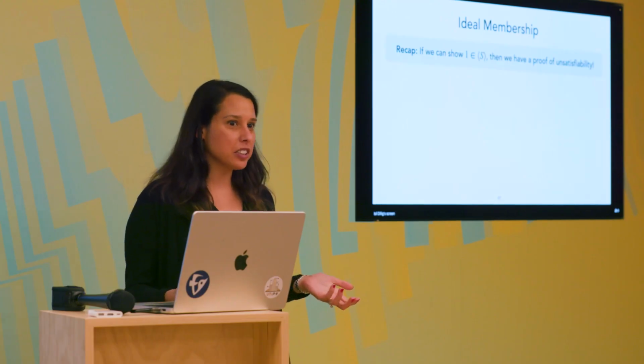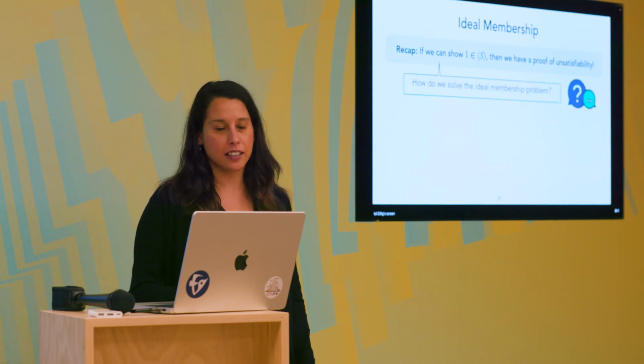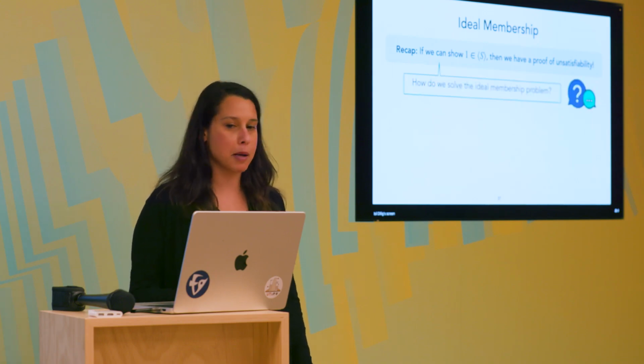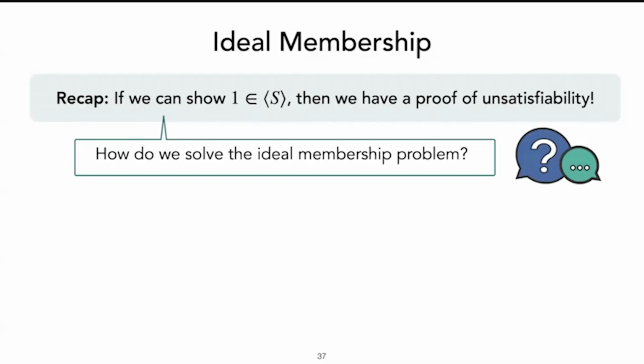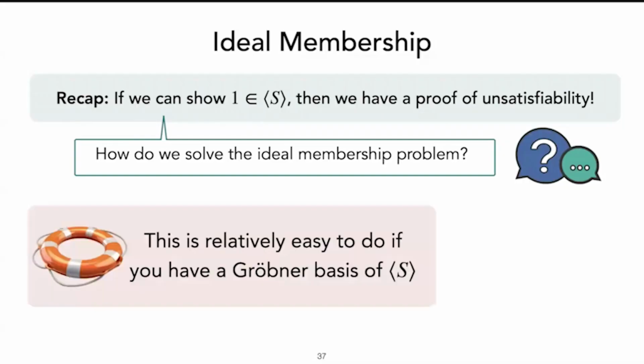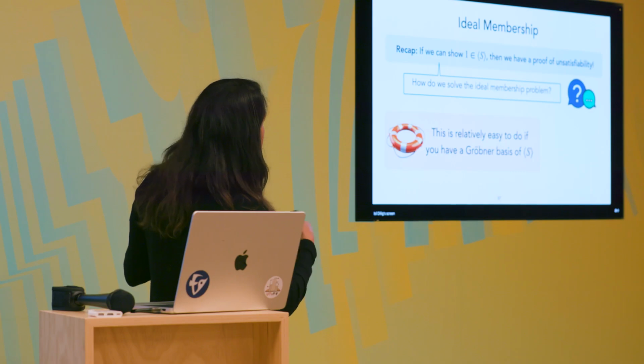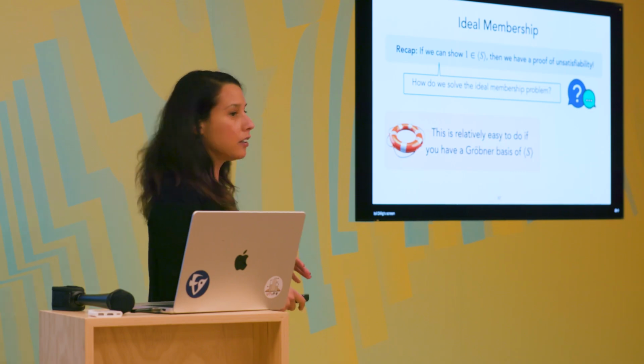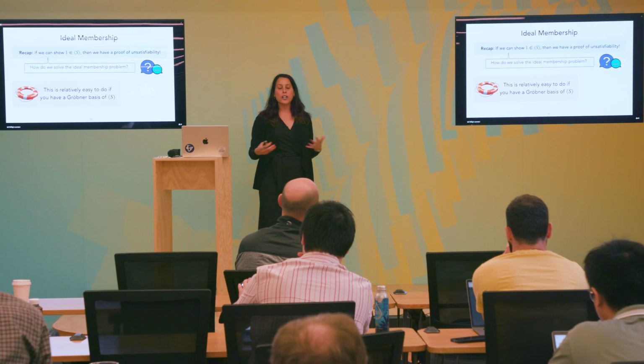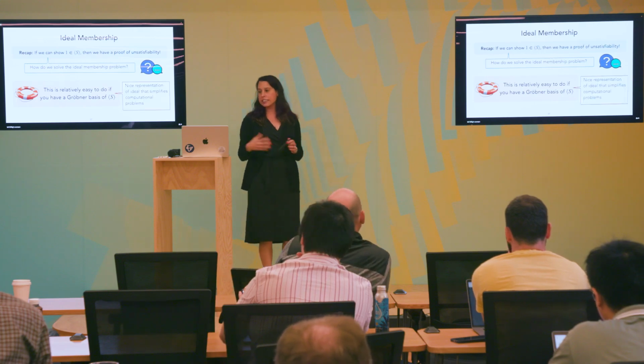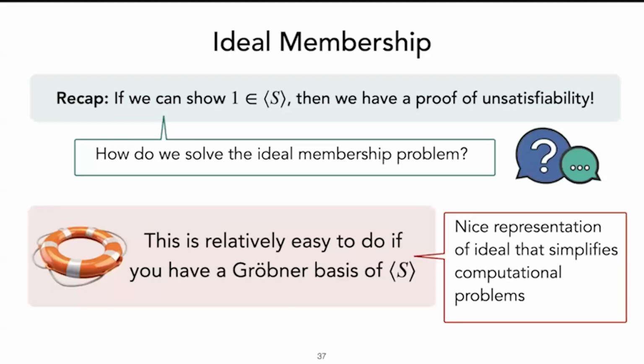But that begs the question, how do you check if 1 is in the ideal generated by S or not? That's the ideal membership problem. For those of you who don't have the background, it turns out there's a nice way of doing this using the concept of a Gröbner basis. If you're given a set of polynomials, you can compute something called a Gröbner basis, which is a very nice representation of the ideal that simplifies a bunch of computational problems. If you can compute a Gröbner basis, for which there's an algorithm, then you can also answer this ideal membership problem.